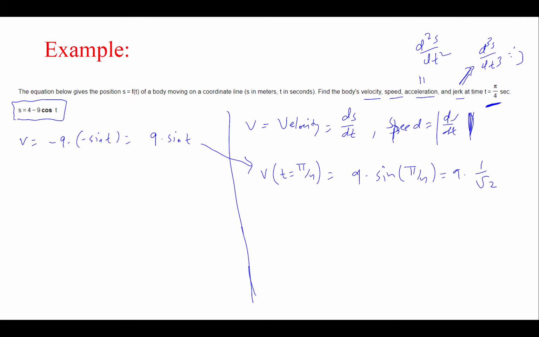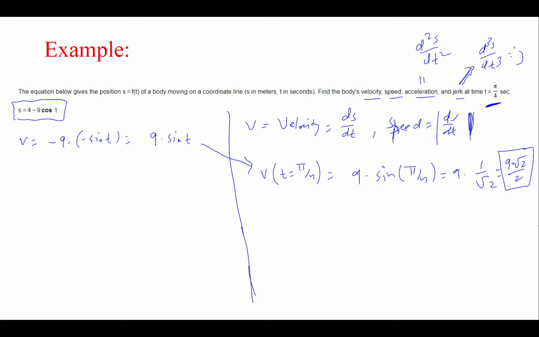So we can use the calculator, or just write it down like this: 9 over square root of 2, or 9 square root of 2 over 2. If you rationalize, if you just try to get rid of this radical from the denominator, you can write it down like this, or you can use a calculator for finding the decimal form. So that's the velocity when time is pi over 4.